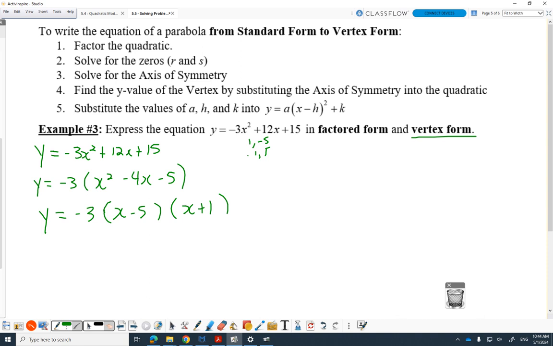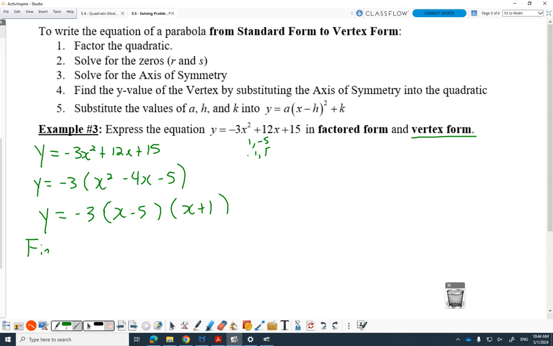We're still not getting vertex form, by the way, and you might get frustrated, but you have to have a little faith and go, okay, well, what else can I find? Now that I have this in factored form, what's easy to find? Find the zeros. Find zeros.